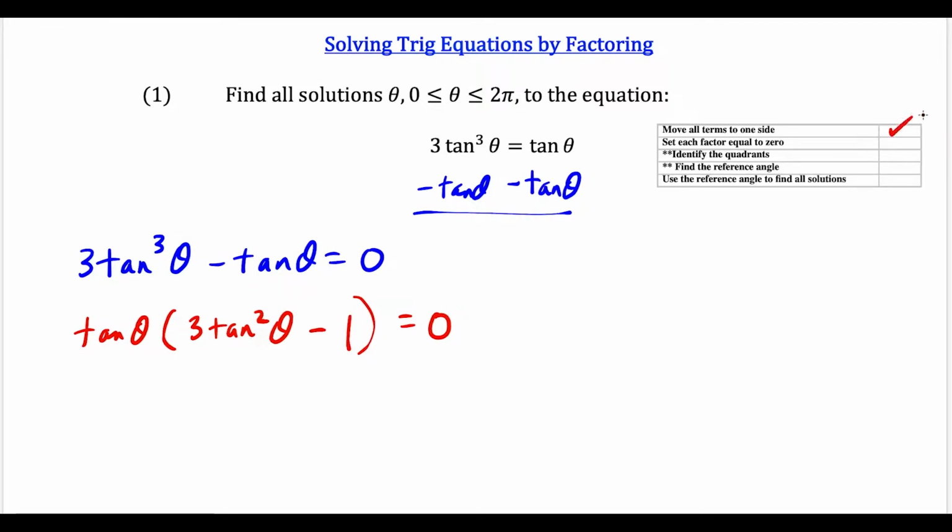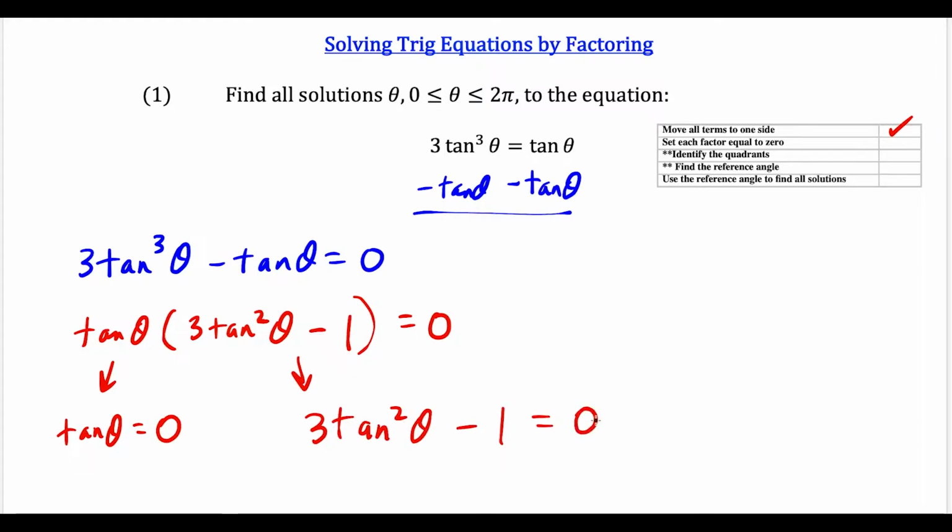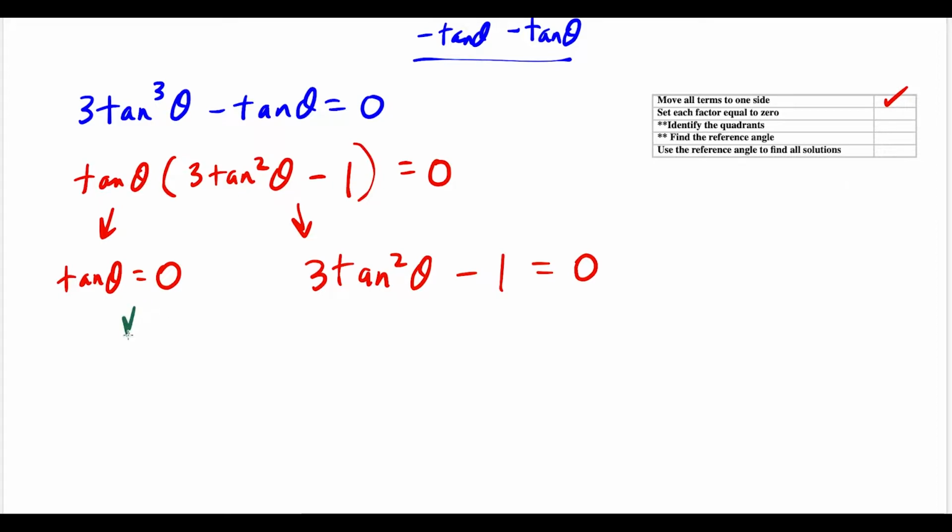So that's the first step here. We went ahead and moved everything to one side. But now we're going to set each factor equal to 0. So we have tangent theta equal to 0. And we're going to set this factor, 3 tangent squared theta minus 1, equal to 0. Now we're answering this in radians. So first up here, we want to know, when is tangent theta equal to 0?